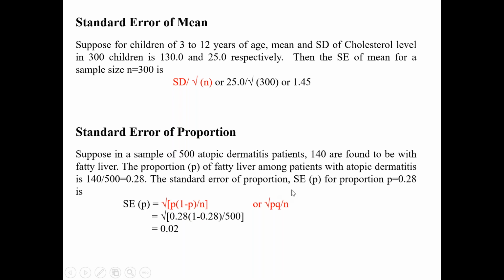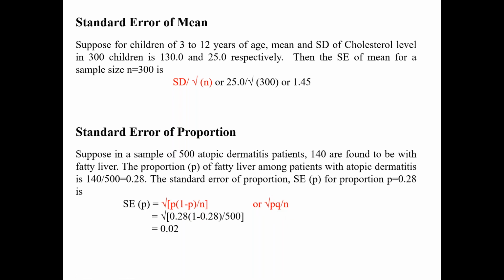Then the standard error of the proportion, here P equal to 0.28, is given like this: under root PQ by N. Now P is your proportion, that is 0.28 or 28%, and Q is 1 minus P. This is 1 if I am using decimals, or if I am using 100%, then 100 minus P would be your Q. Same thing will be there. So under root PQ by N. So Q is either 1 minus P or 100 minus P, depending upon how I express it.